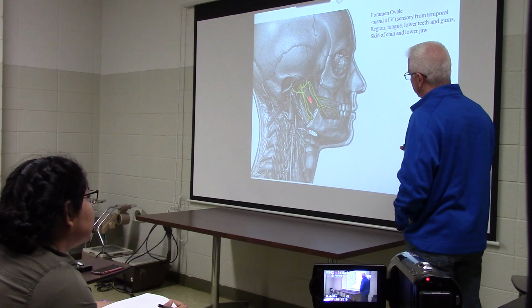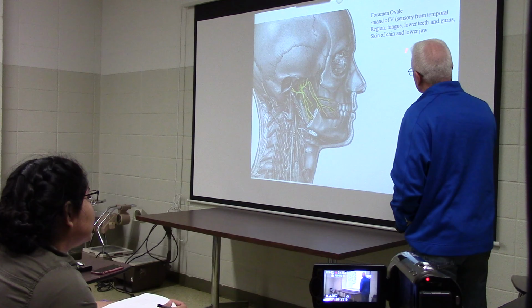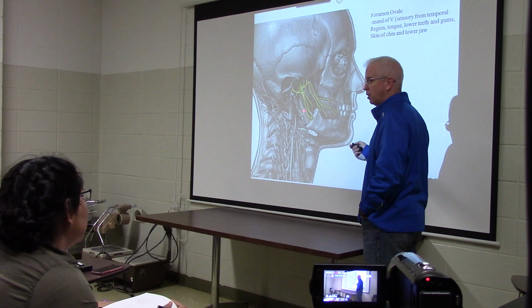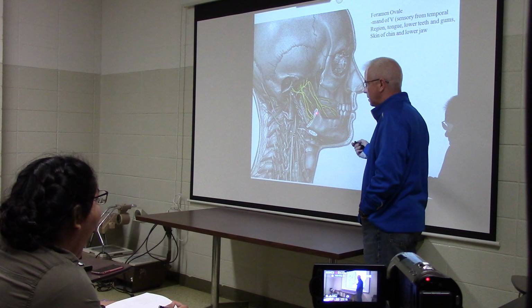Here are the branches of the mandibular branch here, passing through the foramen ovale, to the skin of the lower jaw and the lower teeth and gums. The mandibular branch, y'all, in just a little while, we're going to see once we're off the skull, passes through, what is this bone right here? Mandible. That's the body of the mandible, right?